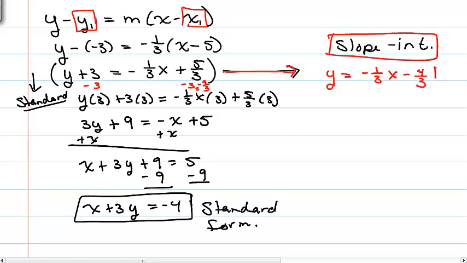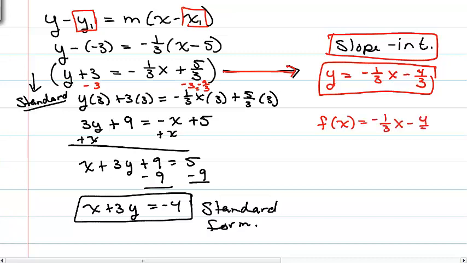So this would be your slope-intercept form, and if you wanted to write this using function notation, it would be f of x equals negative 1/3 x minus 4/3.